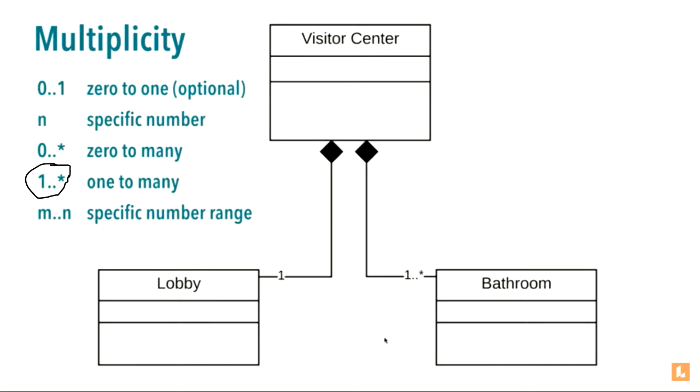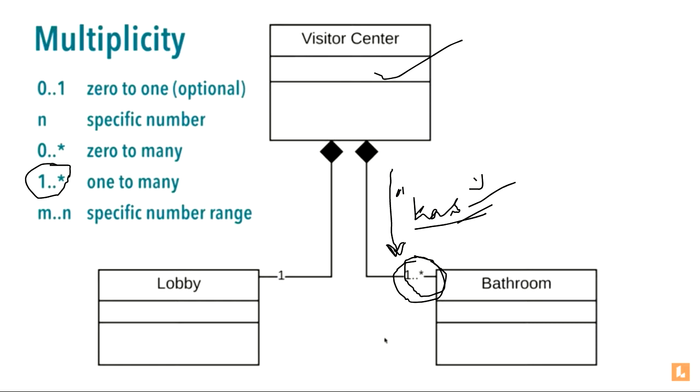Right? One dot dot star. This means one to many. If you want to read this one to many, you have to reach till here with a has. It is not written anywhere in the book that you have to reach with a has. It is just so that it is easy for you to read, that's why I am telling. Don't say that sir, has is not written anywhere. Just for your understanding, I am telling how you have to read it. So suppose you want to read this one dot dot star, you have to reach till here with a has, and you will read it as visitor center has one or more than one bathrooms.